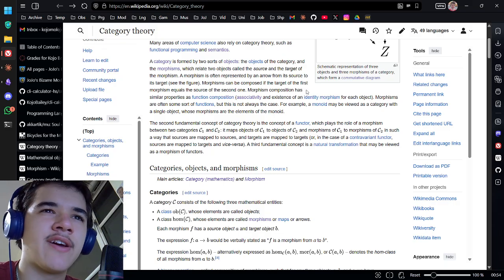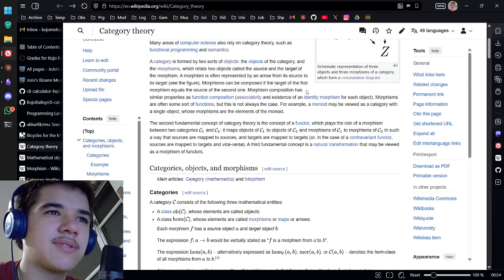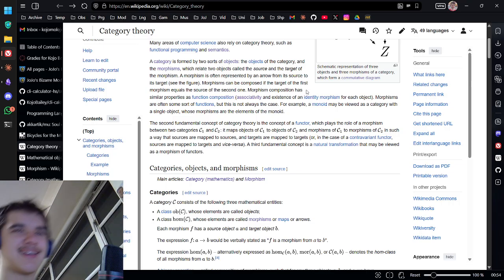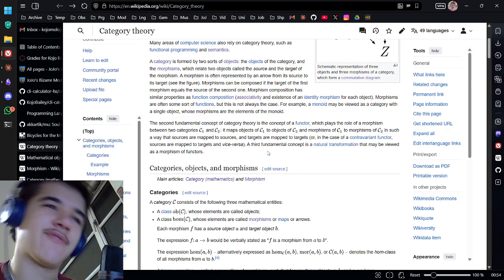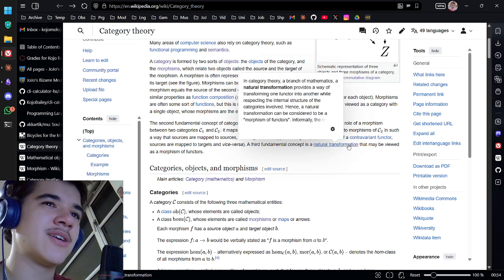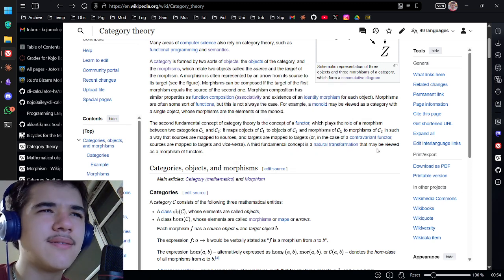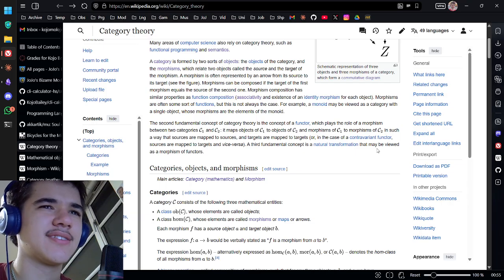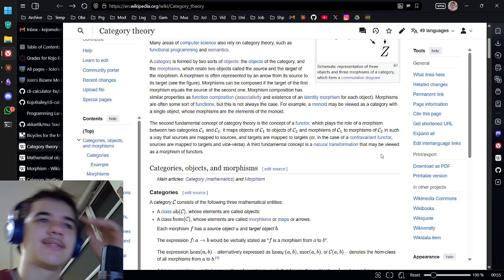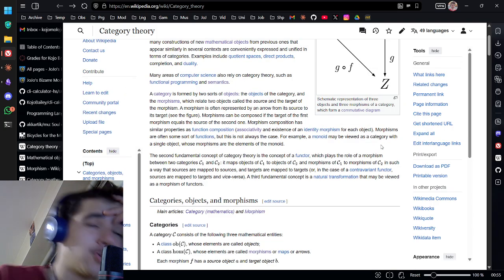Or in the case of a contravariant functor, sources are mapped to targets, vice versa. Okay, whatever. And the third fundamental concept. Whoa. Can we just understand that first? Okay, fine. I think the third one is natural transformation, which may be viewed as a morphism of functors. Oh my god, already so lost.